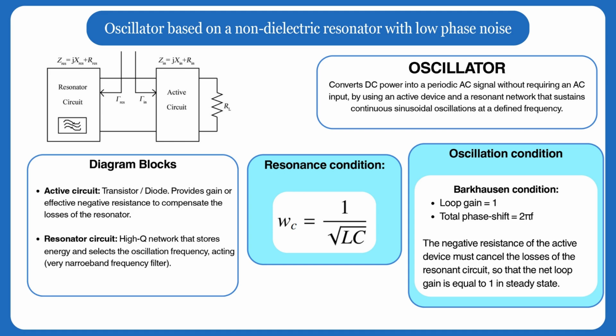The loop operates at a resonant frequency omega0 of the resonator, which is either 1 divided by the square root of LC or the eigenfrequency of the cavity. This must satisfy the Barkhausen conditions at omega0, where the loop gain is equal to 1 and the total phase shift is 2 pi times an integer. During startup, the loop gain must be greater than 1, and in steady state, the nonlinearities of the active device drive the loop gain back to unity.